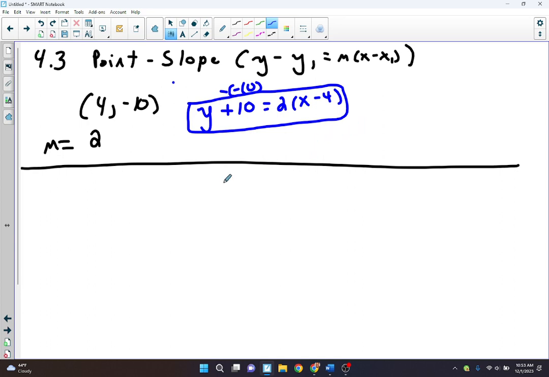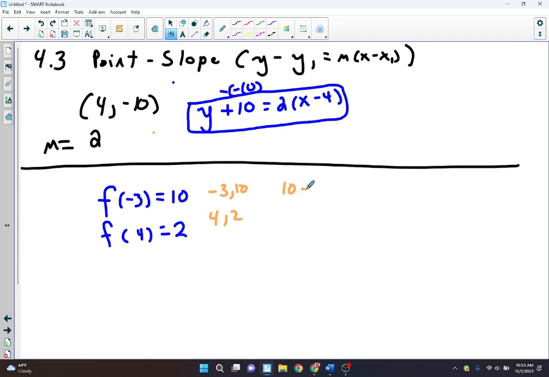Typically, the hardest version would be to just give you a function version. So let's say f of negative 3 equals 10, and f of 4 equals 2. Remember, you have to find the slope. So first identify the points: negative 3 comma 10 and 4 comma 2. Let's find the slope. It's again that y2 minus y1 thing. So 10 minus 2 over negative 3 minus 4. Some of you might have a question. Doesn't matter which one I make the first one or the second one. Doesn't matter.